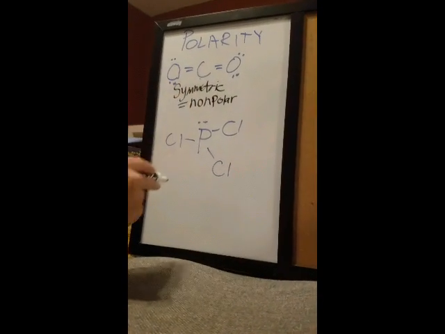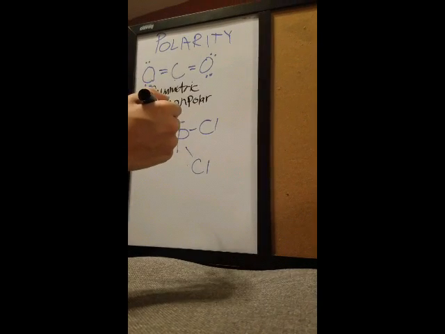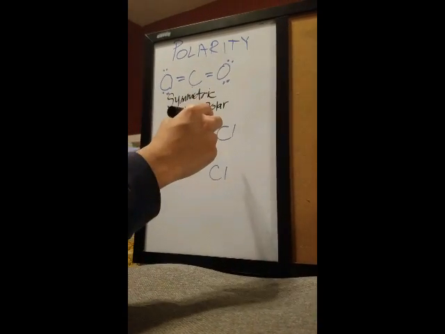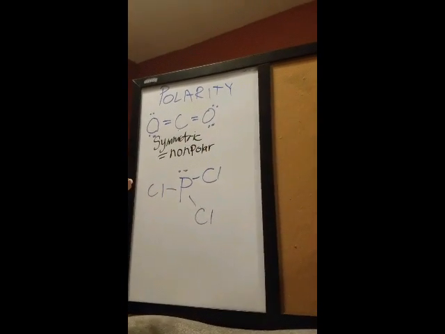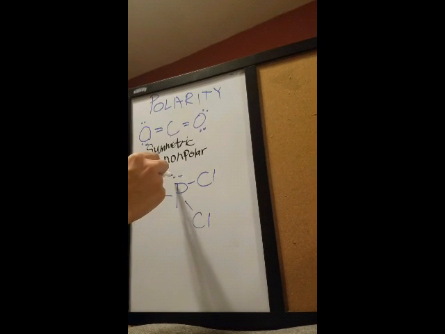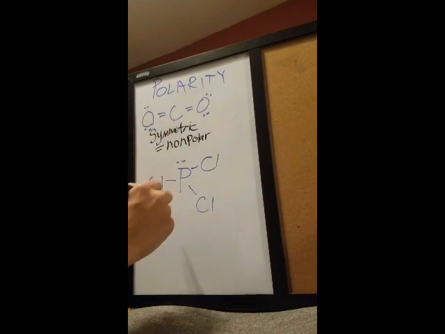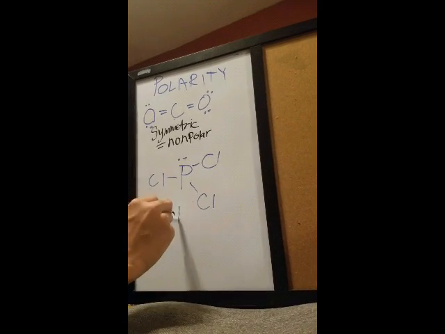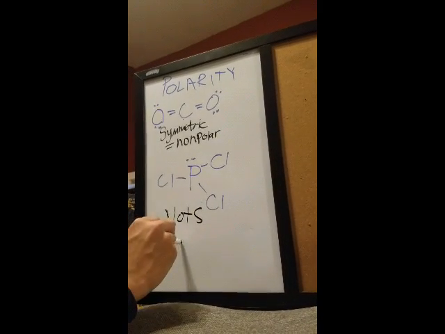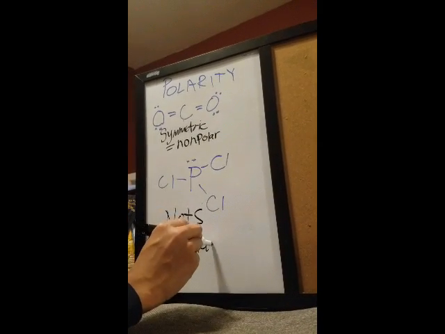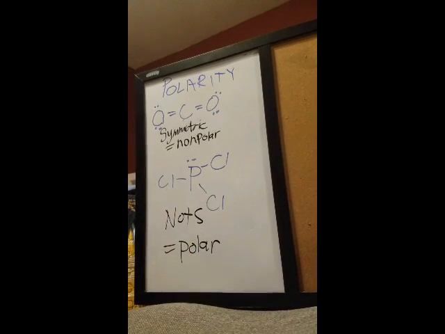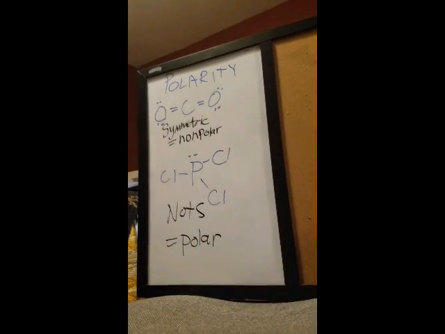However, for the PCl3 molecule, we can see that there is only one single bond to each of the chlorine molecules. However, there is an unshared pair on top of the phosphorus, so that tells us that this molecule is not symmetric, so it is polar. So that's just a simple way you can determine if a molecule is nonpolar or polar.